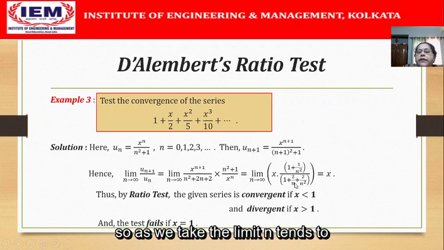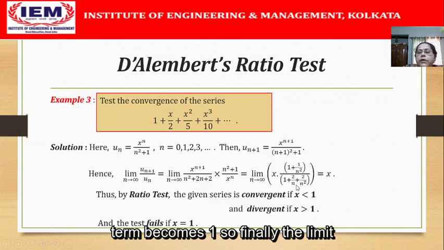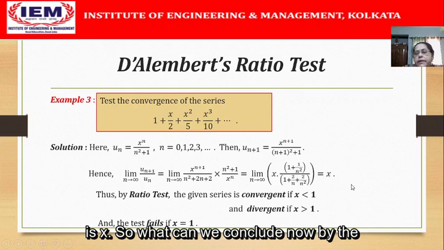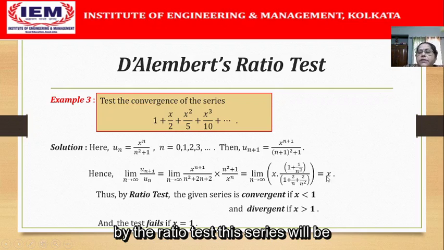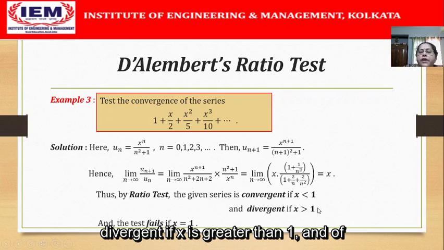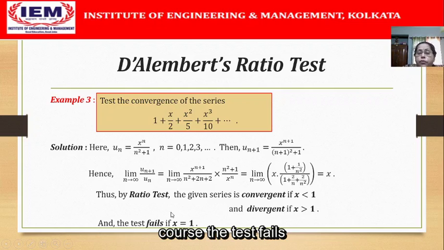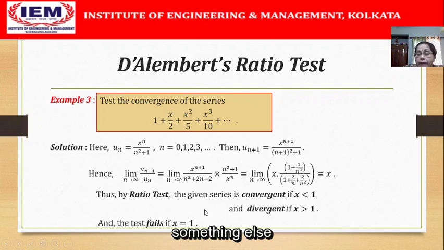So as we take the limit n tends to infinity, this term becomes 1. So finally the limit is x. So what can we conclude now by the ratio test? By the ratio test, this series will be convergent if x is less than 1, divergent if x is greater than 1. And of course, the test fails if x is equal to 1, right? So for x equal to 1, we have to think something else.